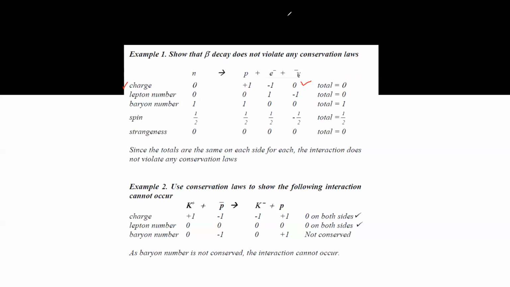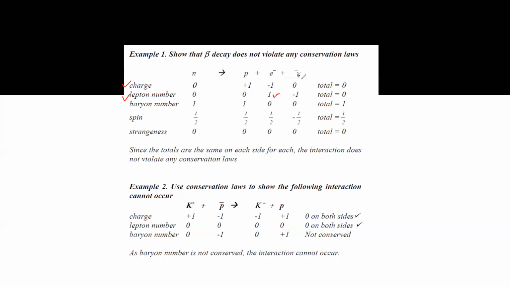So tick for the charge. Then you check the lepton number. Lepton number, for every lepton it is plus one, and for anti-lepton it is minus one. Neutron is a baryon, so it's not a lepton, that's why it is zero. Proton is also a baryon, it's not a lepton, so it is also zero. Electron is a lepton, so that's why it's plus one.